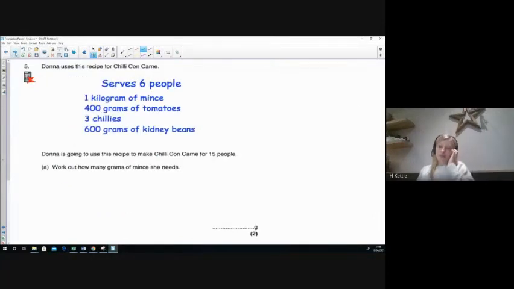Okay, question 5 is proportion. So Donna uses this recipe for chili con carne, and her recipe serves 6 people. And we've got the ingredients there.